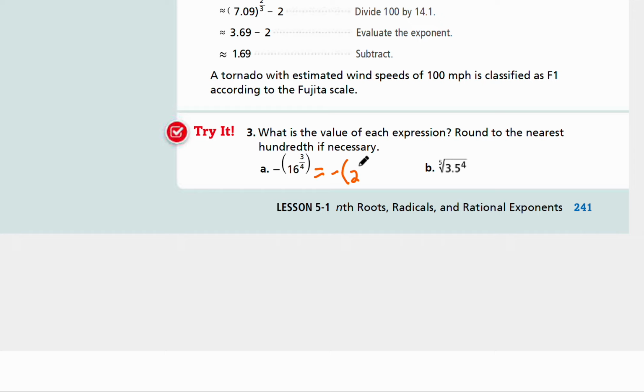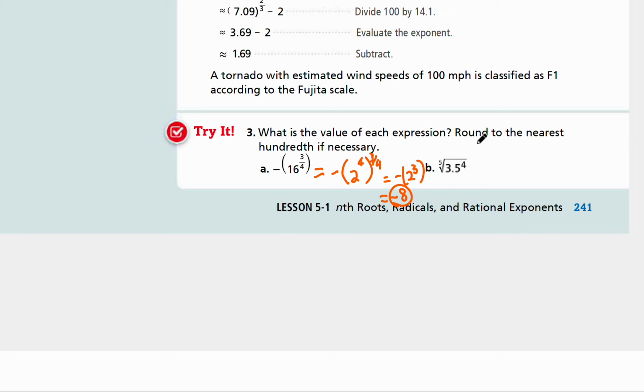2 to the power of 4 is 16. To the power of 3 over 4 would be your power. And then you simplify. 4 times 3 over 4 is just 3. So then you have negative 2 to the third power, and that's just equal to negative 8. So your answer is negative 8.